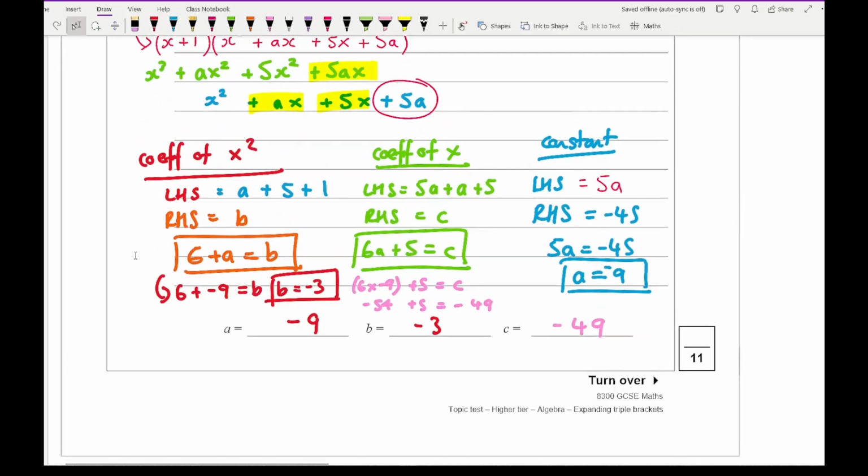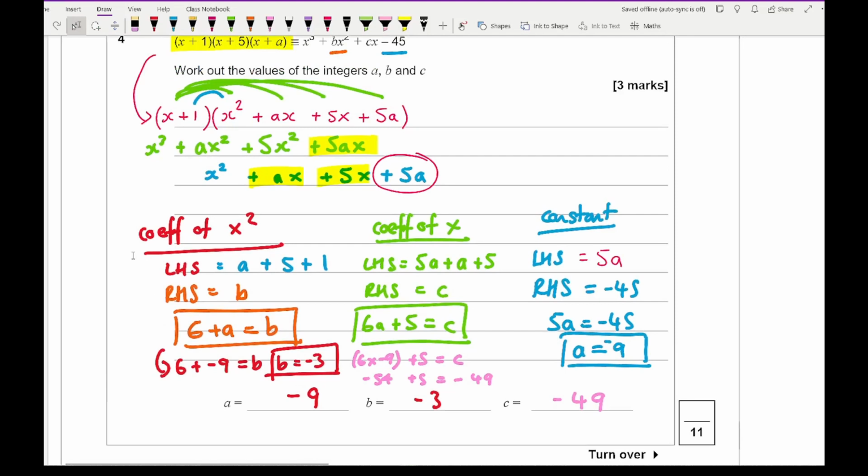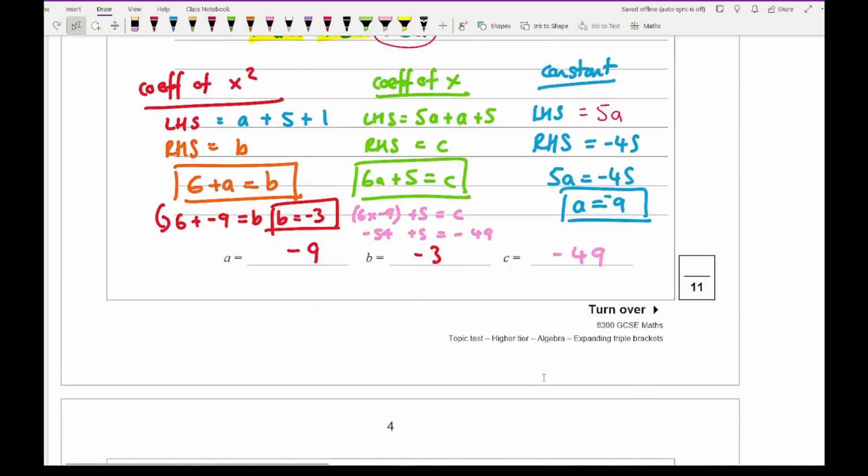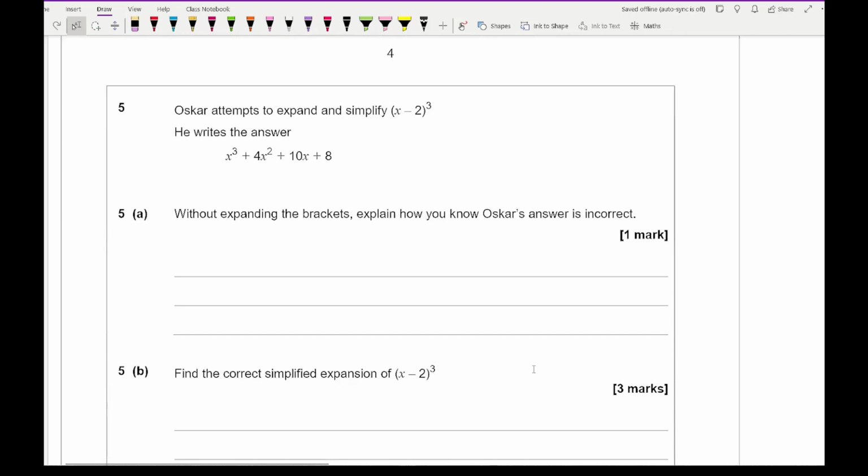Now again, if you've got those answers particularly quicker than that using a different method, then that's absolutely fine, because like I said, as it's worth 3 marks, you would get 1 mark for each correct value of A, B and C.